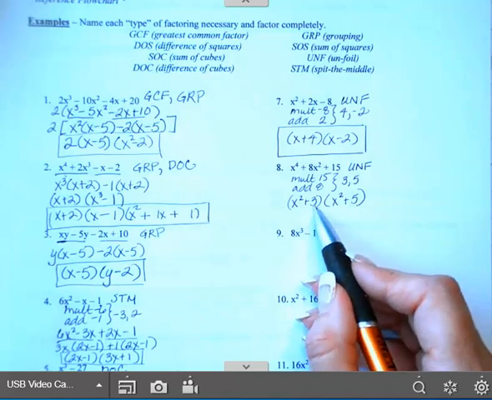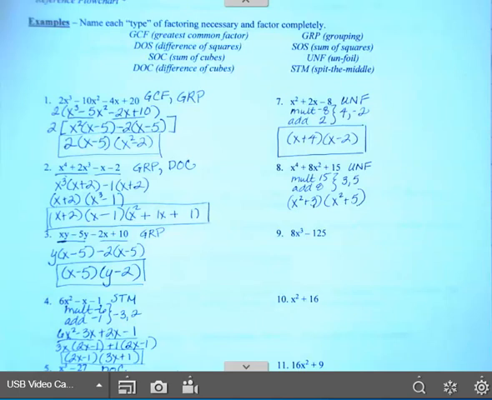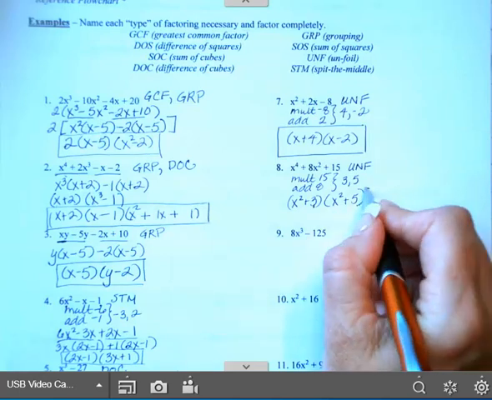If this had been x squared plus 4, I would have a sum of squares. Or if I had an x squared minus 4, that would have been a difference of squares, and I could have still continued. But these are not sum or difference of squares or cubes, so we're done at this point.